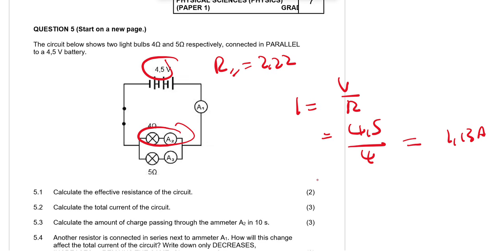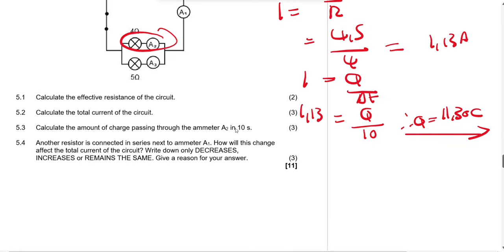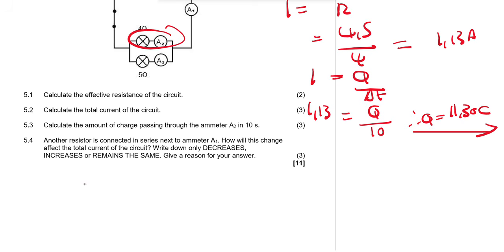So we want to know the charge. So I is equal to Q divided by what? Divide by change in time. What is my current? 1,13. Q, what is my time? That is 10 seconds. And then you cross multiply. Therefore, Q, what is 10 multiplied by 1,13? That is going to be 11,30 coulombs of charge. So this is my final answer. Okay, so let's continue. 5.4.